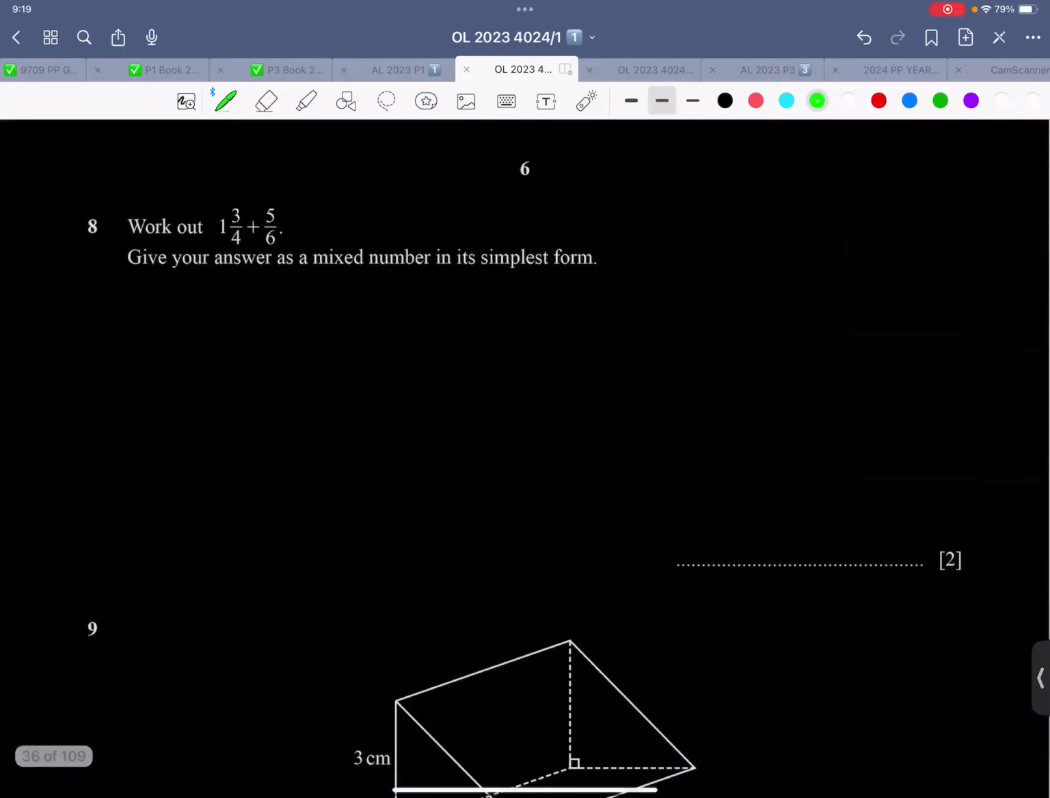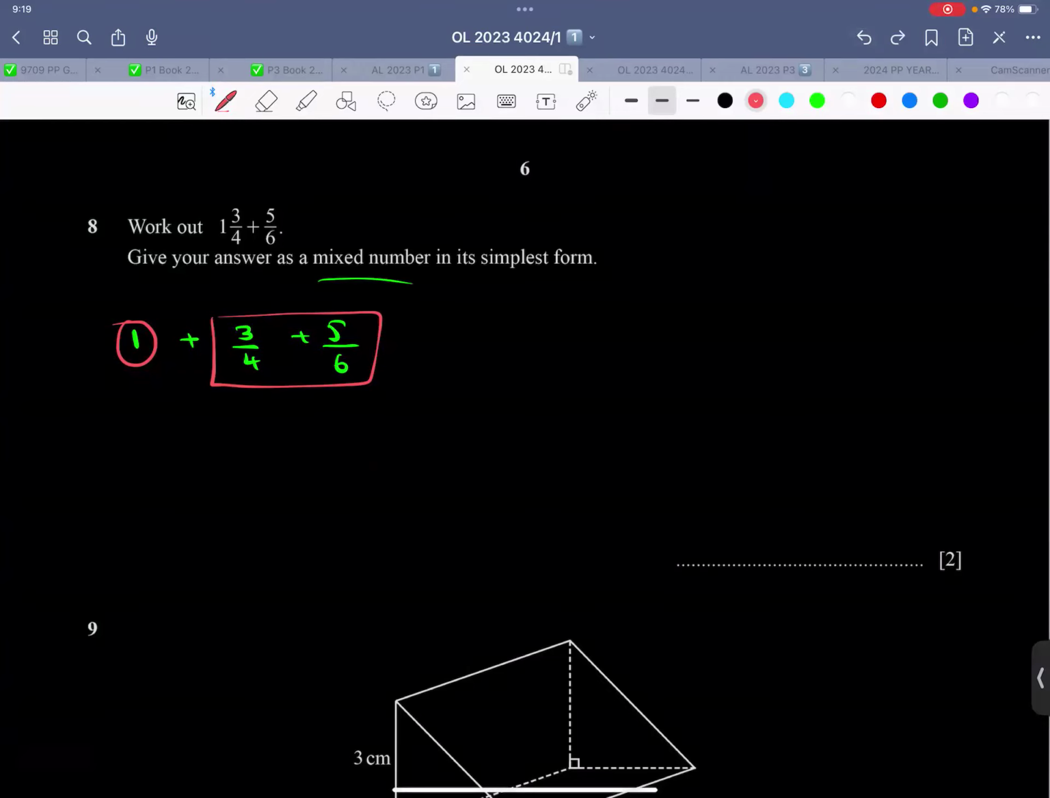Question number 8, work out this fraction. Give your answer as a mixed number. So 1 and 3/4, I can write this thing as 1 plus 3/4 plus 5 over 6. So let me add these two. I'll add the one later. So 4 and 6. So let me write it even better.